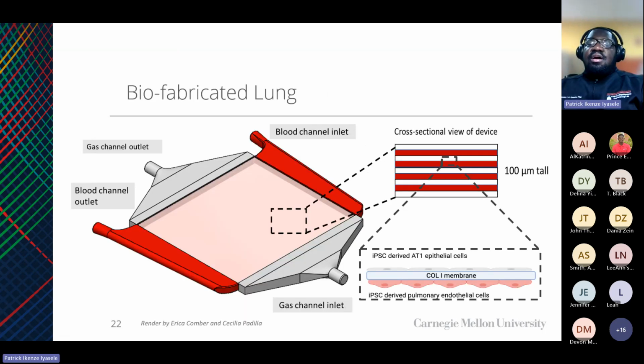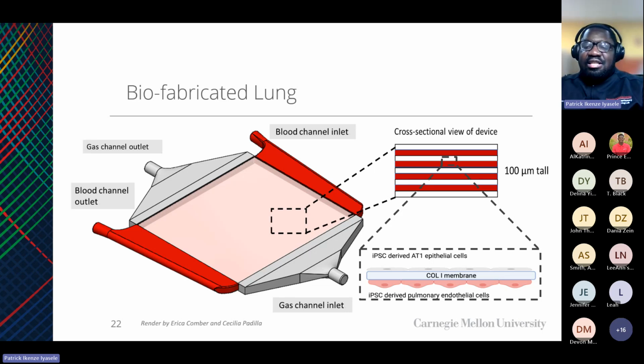Our first area of ECMO device development is the biofabricated lung. Endothelial cells have a natural anticoagulation property that regulates clot formation in the human body. Their absence is one of the major reasons why ECMO is highly procoagulant. A solution to this could be to create a tissue-based artificial lung.